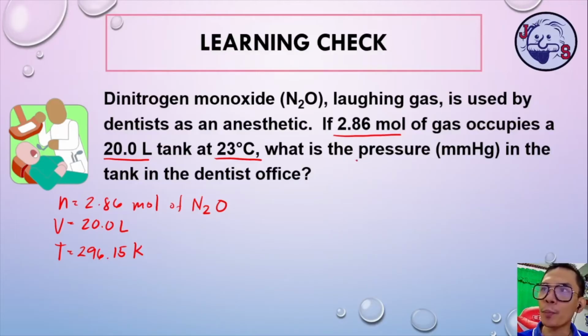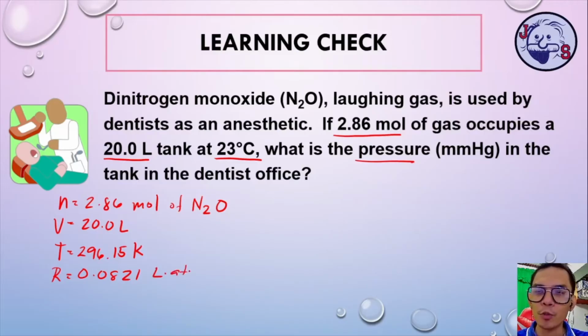So those are the variables that we have right here, and we are asked to compute for the pressure. In this case, we can use R as 0.0821 liter atmosphere over mole Kelvin. That is the R that we are going to use here, and the final answer will be converted later to millimeters of mercury. Let's take a look at the equation that we are going to use.